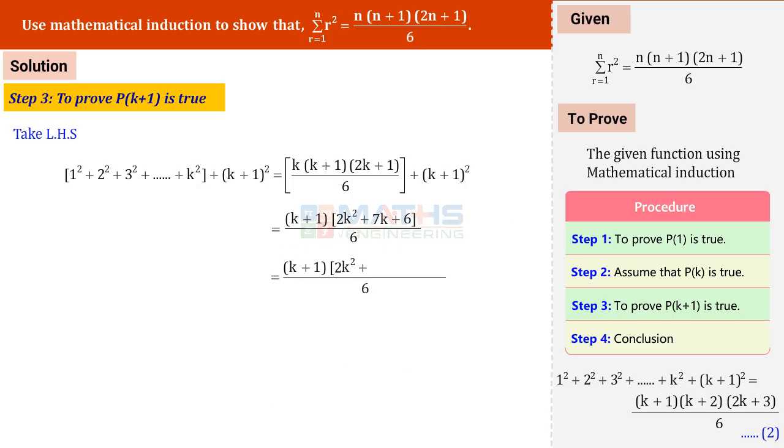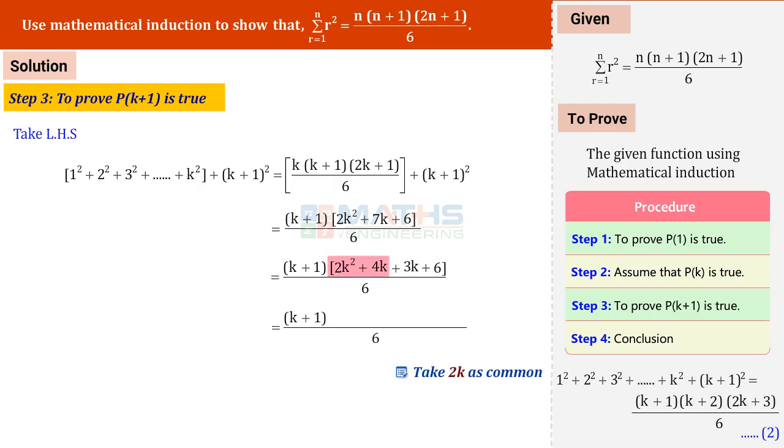When simplifying, we get a quadratic equation. Shall we factorize this quadratic equation? How to factorize? We identify two numbers whose product is 12 and addition is 7. Identify the numbers. The numbers are 4 and 3. The product of 4 and 3 is 12 and the addition is 7. So the middle term 7k can be written as 4k plus 3k.